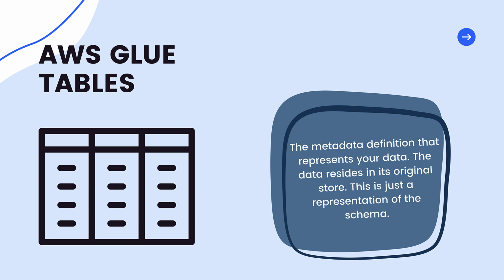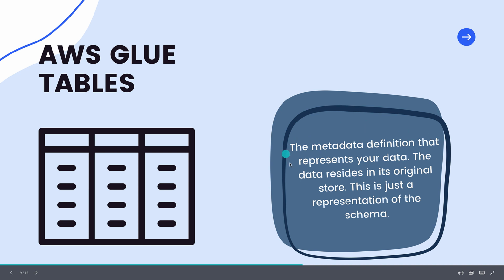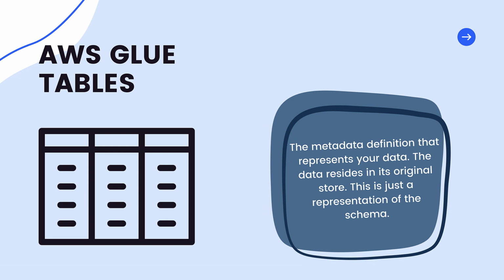We're going to take a look at AWS Glue tables. As I mentioned before in the video, a database is just where we logically group tables. And tables by definition are the metadata definition that represents your data. The data resides in its original store. This is just a representation of the schema. So this is really important. What it's saying is that the data always resides where it has lived, and the Glue Data Catalog is just a representation of that data in schema form.